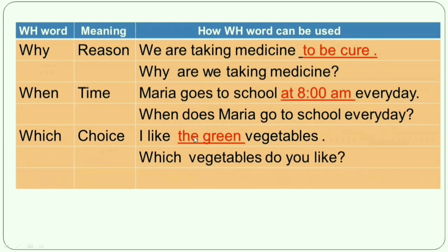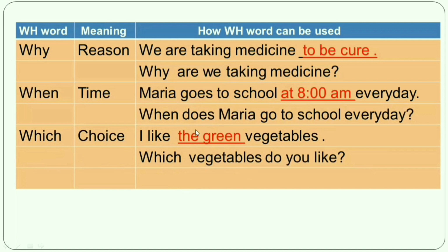Next one, I like the green vegetables. My dear student, here the word "green", here you can see a special type of vegetables. That means here it indicates the choice. So if the underlined word indicates the choice, then the WH word will be "which". So right here at first, "which vegetable", that means which vegetable. Then find out, is there any auxiliary verb?